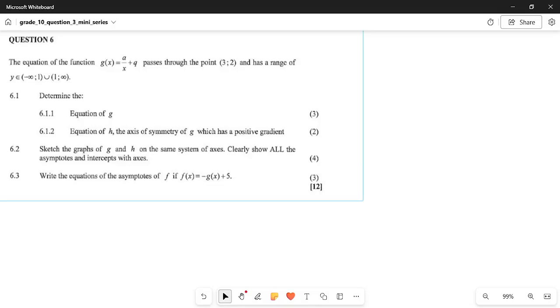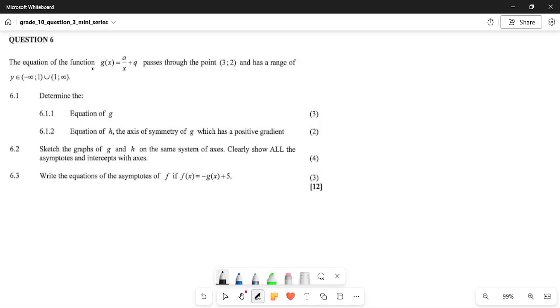Now, question number 3. The equation of the function g of x passes through the point (3, 2) and has a range of y is an element of negative infinity to 1, union of 1 to positive infinity. And then the first question: determine the equation of g.